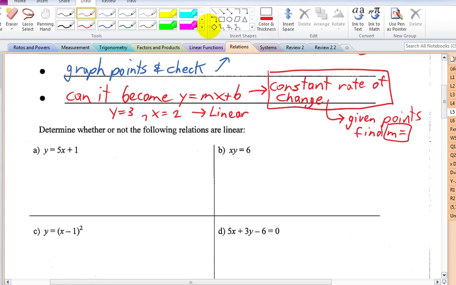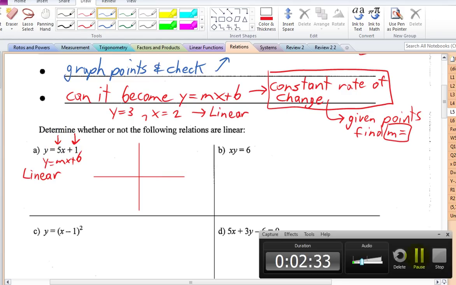So for the first one, we have y equals 5x plus 1. That meets y equals mx plus b. So yes, it is linear. But you need to practice graphing because our next unit is all about graphing. I want you to make a quick little axes, graph that equation. So plot your plus 1 and then count with your slope. Okay, so do that now.